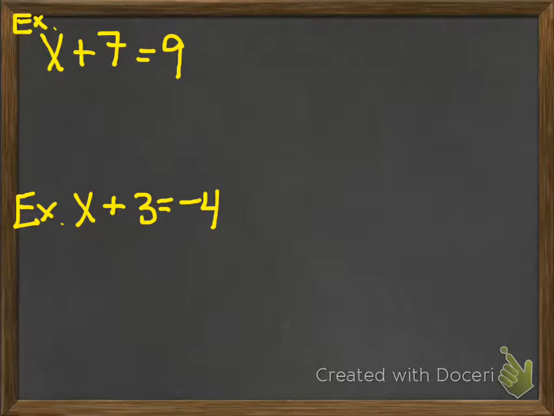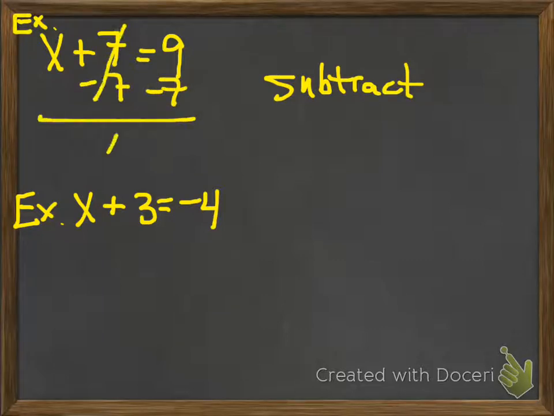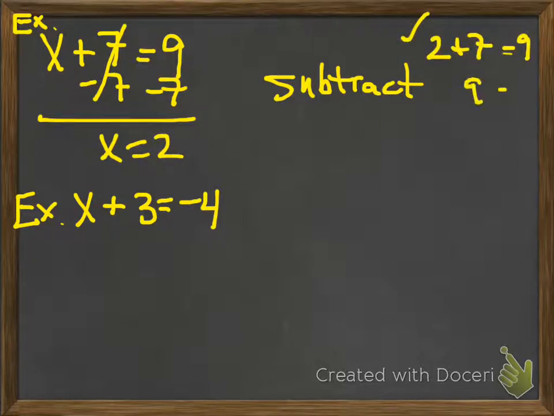x plus 7 equals 9, x plus 3 equals negative 4. On both of those, let's state what we want to do: the opposite of a plus is to subtract. So I'm going to subtract on both of them. I'll let it play through, and I want you to see something. I subtract, I get 2. Then I double check my work, plugging the 2 back in for the x, and everything works out fine.